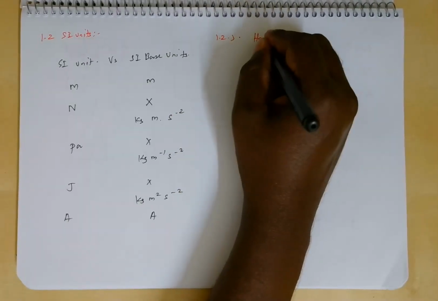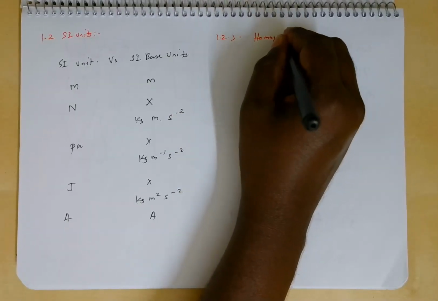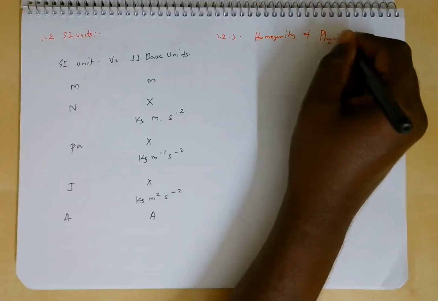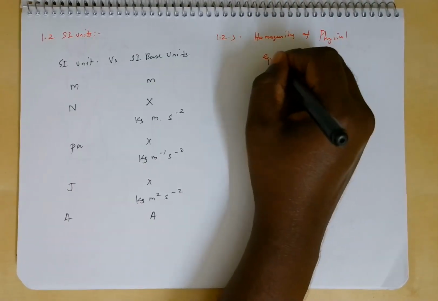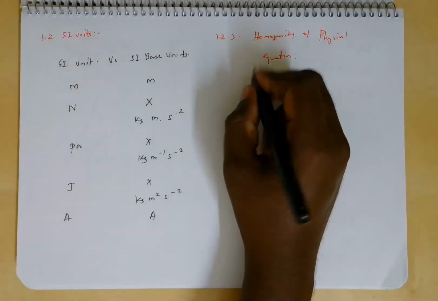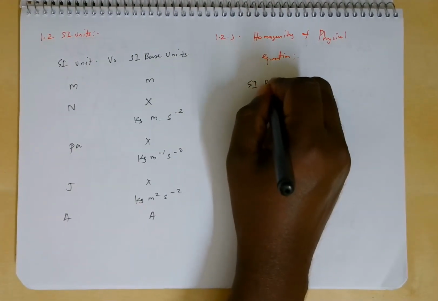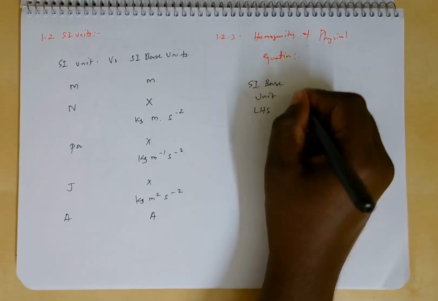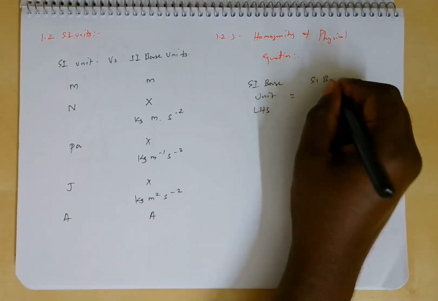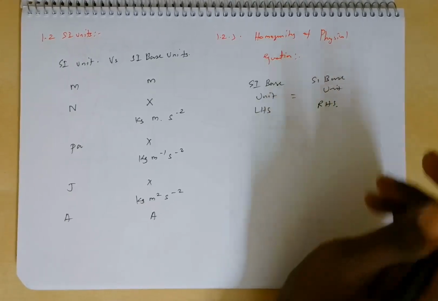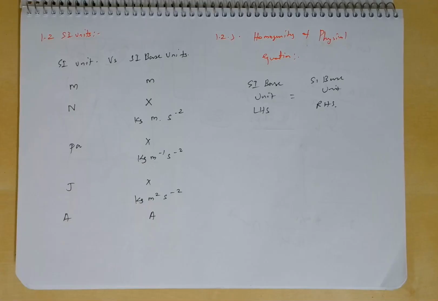So homogeneity of physical equation. Okay. So whatever the SI base unit left hand side must be the SI base unit right hand side. So this can be SI unit also. Sometimes they'll just ask you, for example, this equation.